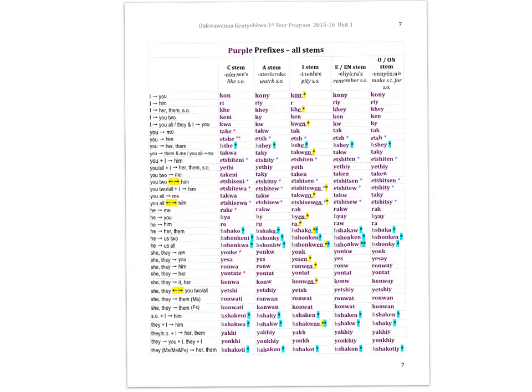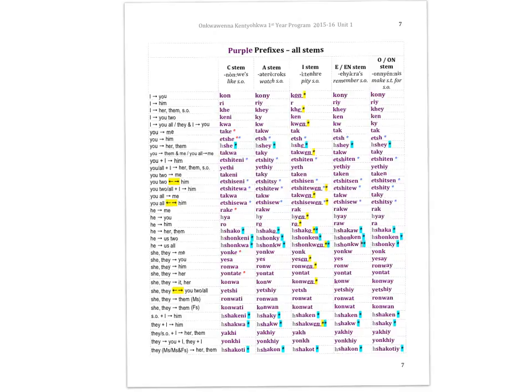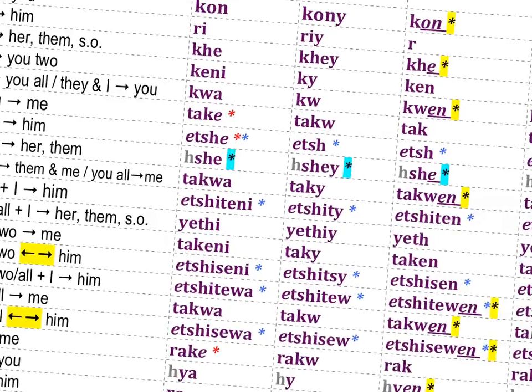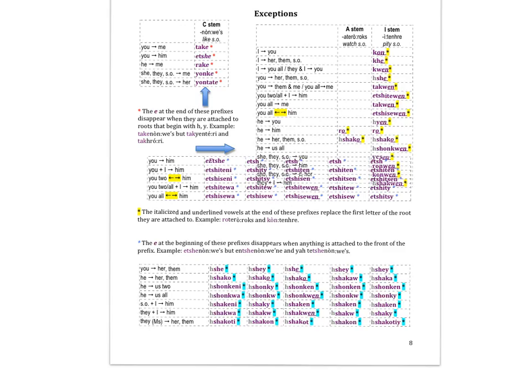Page 7, purple prefixes, all stems. Once again, we are looking at only the first column for C-stem prefixes. On page 8 is where we're going to discuss the different exceptions that come with these prefixes. For example, this italicized E at the beginning and the end of a prefix, and the grayed out H. So we're on page 8 now, where we're going to look at the exceptions for conjugating purple prefix verbs.